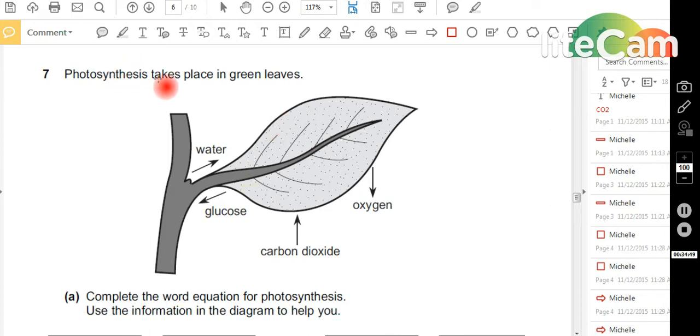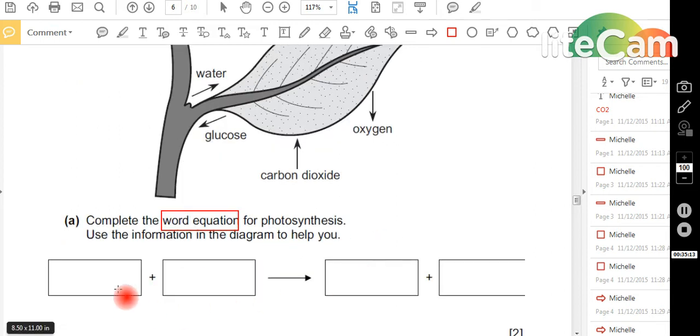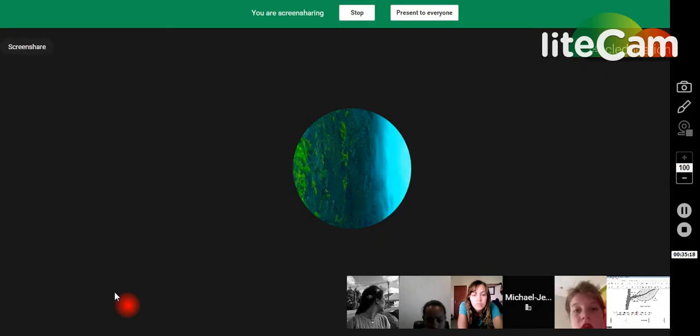Okay, so photosynthesis takes place in green leaves. Then they show us there's a little twig and a leaf. They show us water going in, glucose going out, carbon dioxide going in, oxygen coming out. Complete the word equation once again for photosynthesis. Use the information in the diagram to help you. Okay, so what would you have here? Let me see.